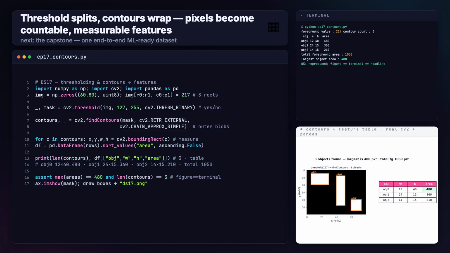Threshold splits numbers into yes or no. Contours wrap each yes region into a countable, measurable object. That's pixels becoming features. The bridge from images to rows in a table.